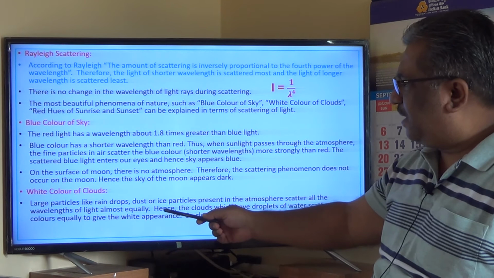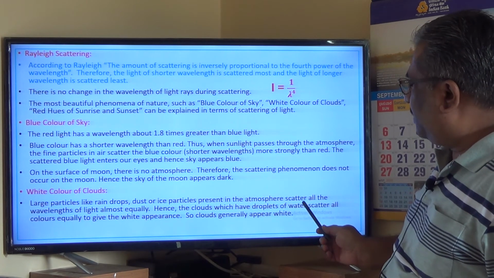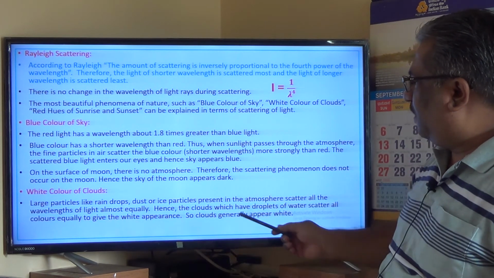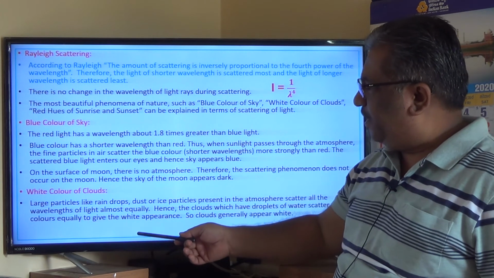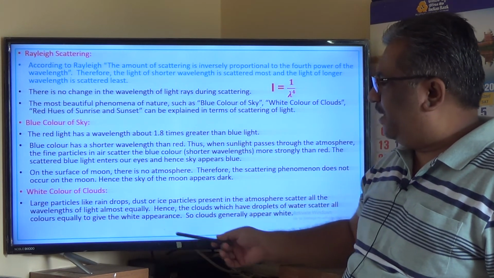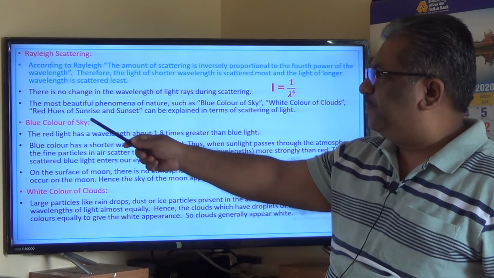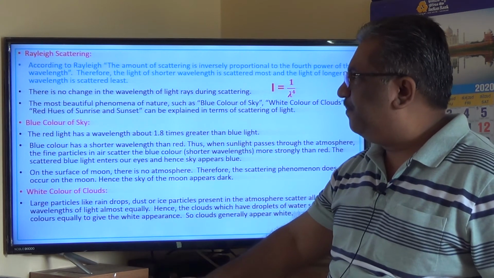Large particles like raindrops, dust or ice particles present in the atmosphere scatter all the wavelengths of the light almost equally. Hence the clouds which have droplets of water scatter all colors by equal magnitude, giving the white appearance. So the clouds generally appear white. So these are the explanations for the blue color of the sky and the white color of the clouds. Make a note of this.